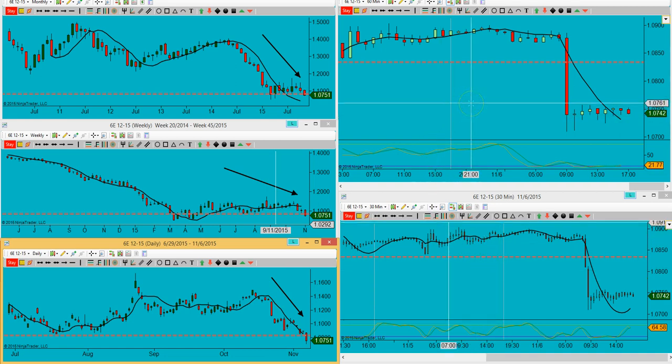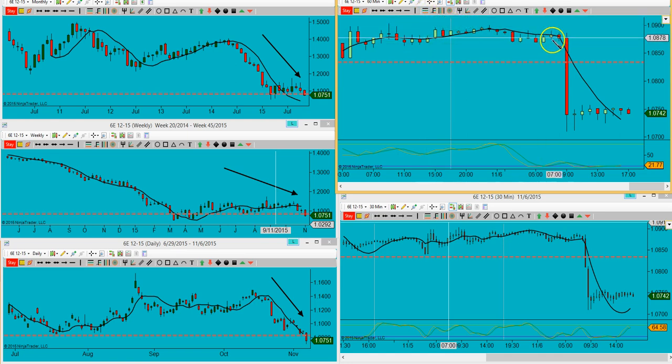Now we skip over to our intermediate terms. Friday we had the non-farm payroll release, so we got this big spike down. I expect at least a retracement here. What you do when you get these big spike downs is you just grab a fib and put your fibs on there.